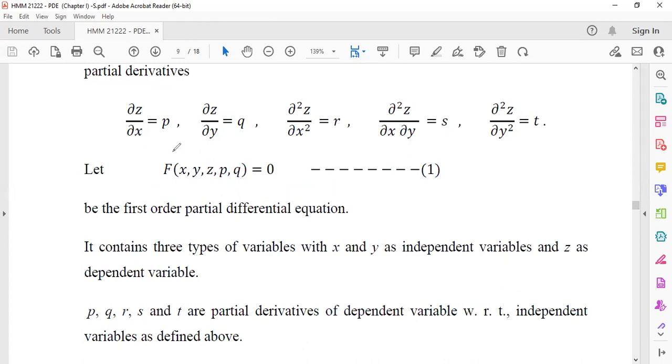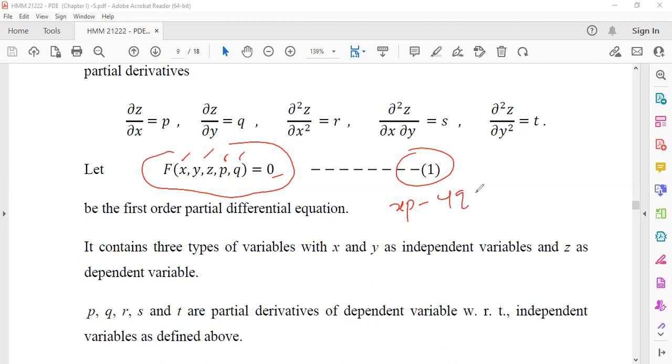So let's say my function has x, y, z, p, q. It means what? It's equal to 0. It's my equation. For example, I have xp minus yq plus, let's say, pq, plus zp, which is equal to 0. This is one of my equations.